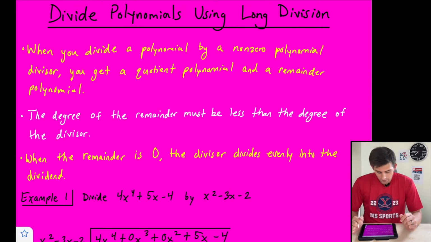So first of all, when we divide a polynomial by a non-zero polynomial divisor, we're going to get a quotient polynomial and a remainder polynomial. Sometimes we might get a remainder of 0, and that's what the second bullet point in yellow tells us. When the remainder is 0, the divisor divides evenly into the dividend. We're going to see one example where we do have a remainder and one example where we do not have a remainder. In the middle there in white, it says the degree of the remainder must be less than the degree of the divisor.